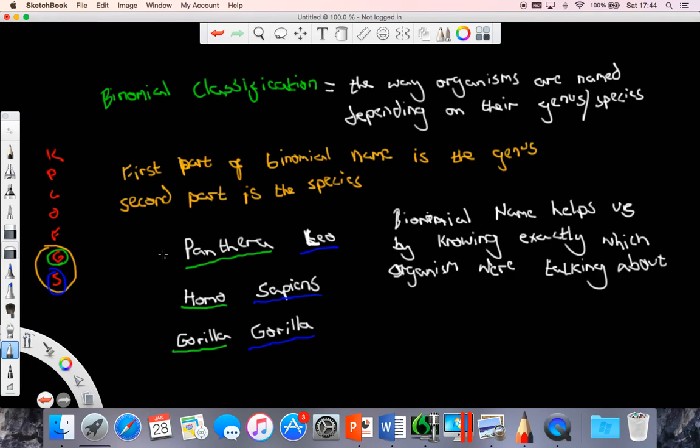At the same time, cavemen were Homo neanderthalensis. That means that they were of the same genus as us, but they had very different species names.